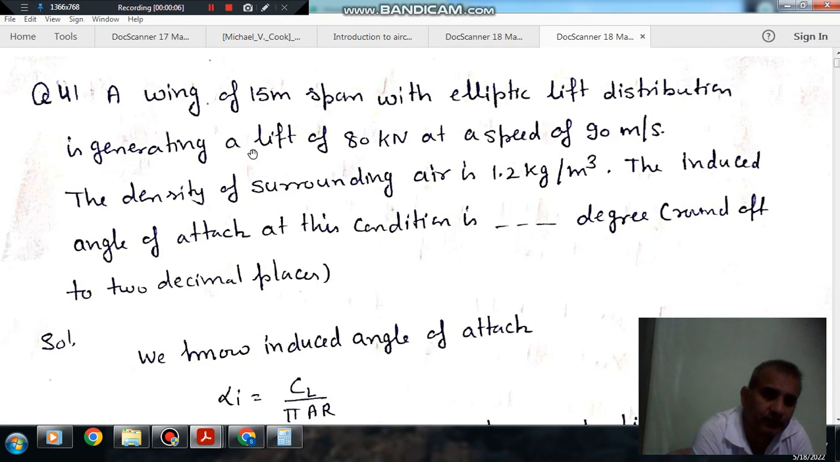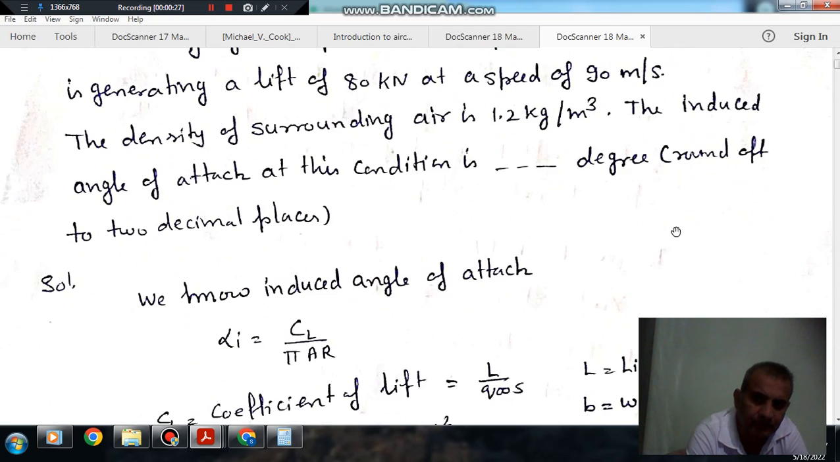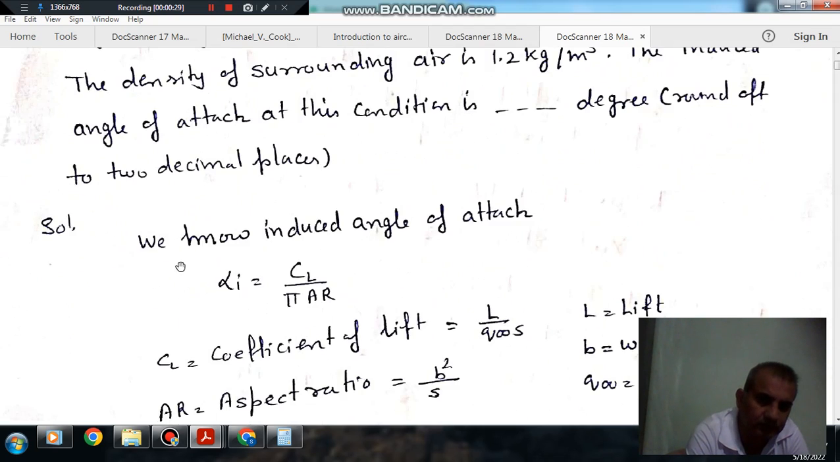Question number 41: a wing of 50 meter span with elliptical lift distribution is generating a lift of 80 kilonewton at a speed of 90 meter per second. The density of surrounding air is 1.2 kilogram per meter cube. The induced angle of attack at this condition is dash degree. Round up to 2 decimal places.